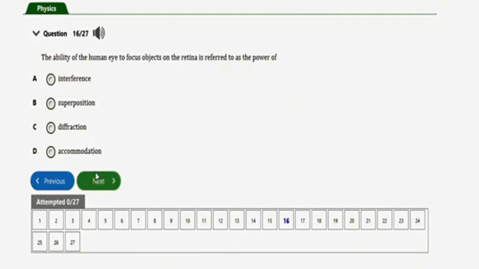The next question is this one. It says, the property of the eye known as its power of accommodation is controlled by the: we have pupil, ventral humor, we have ciliary muscles, we have iris. So the correct option for this question is option C, which is ciliary muscles.